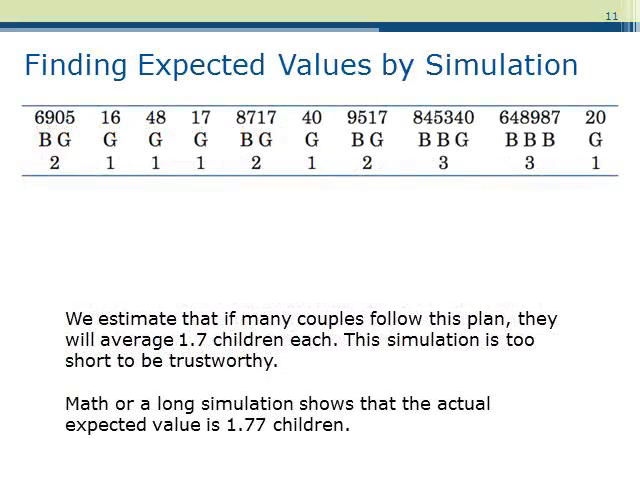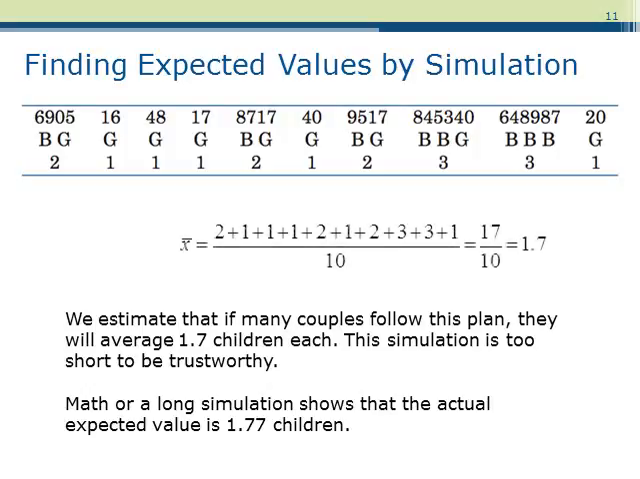Here are the 10 repetitions we used in the example from Chapter 19. We will keep track of the number of children in each one. If we add the number of children in each of these 10 cases, then divide this sum by 10, we get an average value of 1.7. This is our estimate for the expected value, as given by the law of large numbers. It turns out that the true expected value is 1.77.